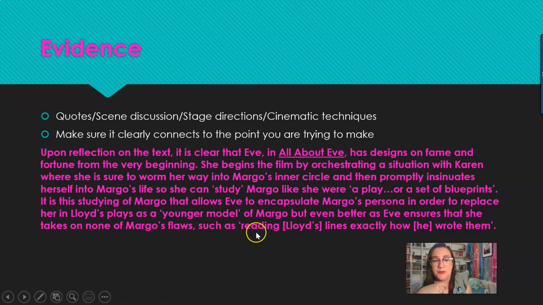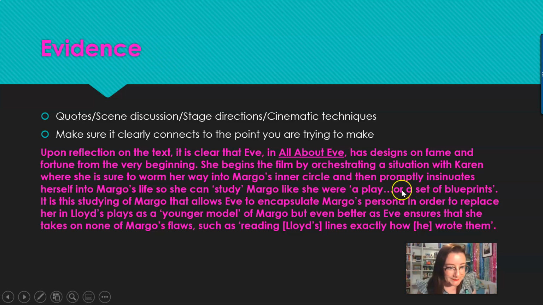So this was supposed to be reading your lines exactly how you wrote them. But that doesn't fit with my language. I needed to identify that it's Lloyd. So I put the square brackets, I take out the you, and I put in Lloyd. I can only make changes that don't change the meaning of the quote though. And same here, I've got a play. It was supposed to be a play, a book, something else, or a set of blueprints. I took out the middle bit because I didn't need it. So I put a play, ... which is called an ellipsis, or a set of blueprints. That's enough. I didn't need the whole quote.